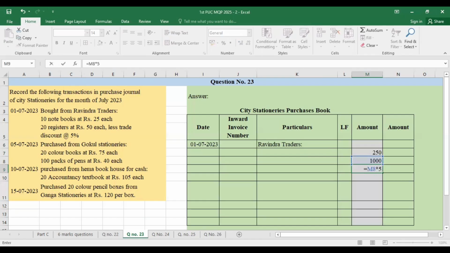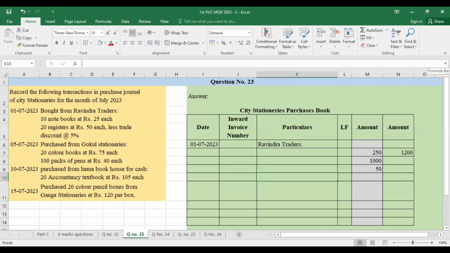So on 1000, 5% becomes 50 rupees. This you'll have to deduct from 1000 rupees. So the total will be 250 rupees plus 1000 minus the trade discount, which they have got on the registers. So from Ravindra Traders, it is 1200, which the business has to pay.